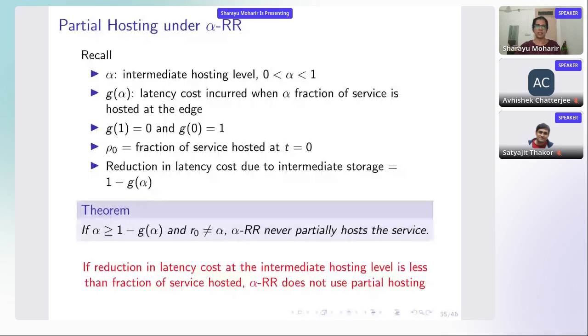Our first result states that if this reduction in latency cost at the intermediate level is less than the fraction of service hosted, that is, if 1 minus G(alpha) is less than or equal to alpha, then alpha RR does not use partial hosting ever.